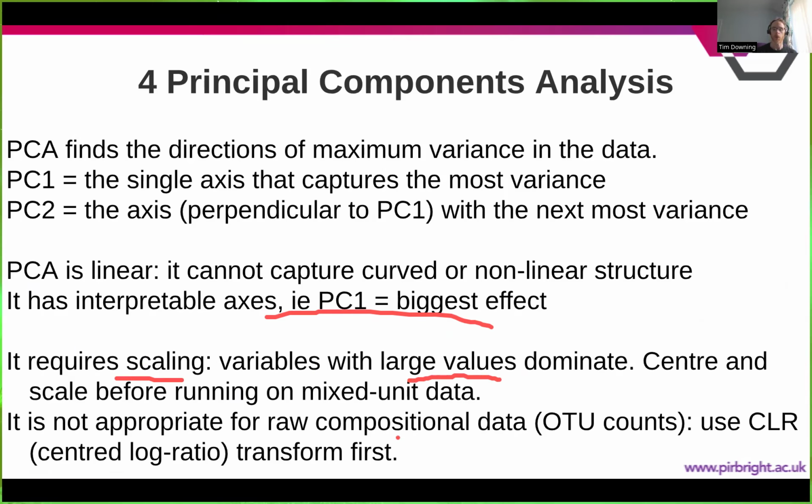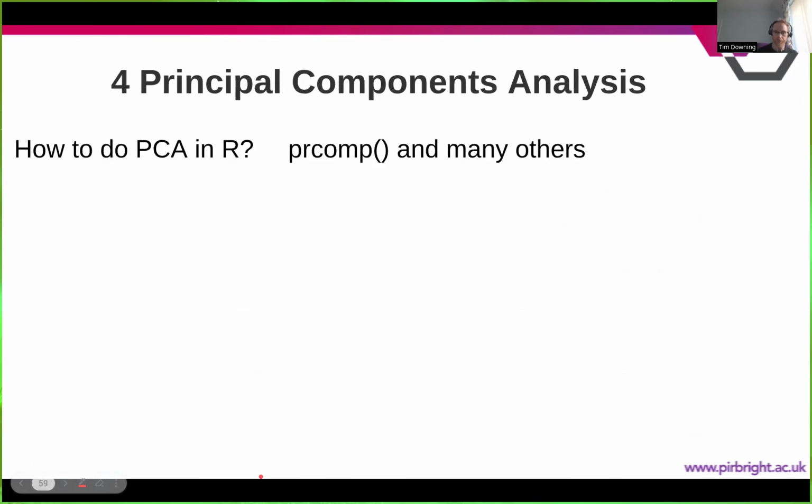What we can consider as well is that PCA is not good for looking at raw compositional data, so it's the relative counts. It could be the relative counts of taxa, it could be the relative counts of cell types, it could be the relative counts of ecological data. So we need to use a centered log ratio transform first.